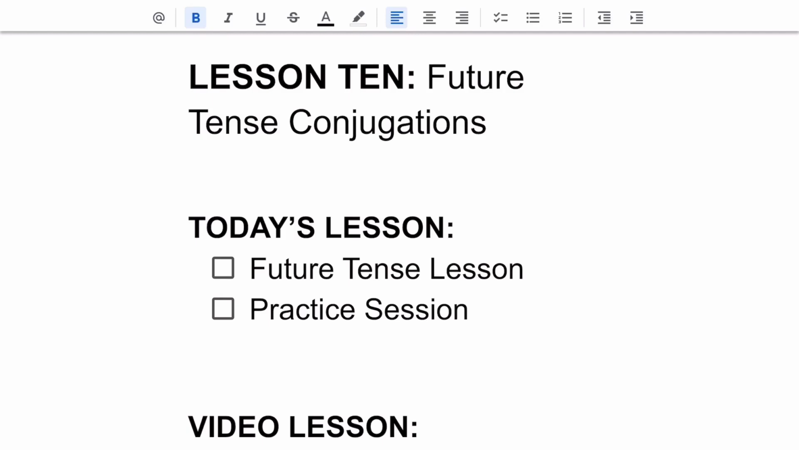안녕하세요, 여러분. 오늘은 lesson 10, future tense conjugations are what we're going to be learning. So let's go ahead and get started.